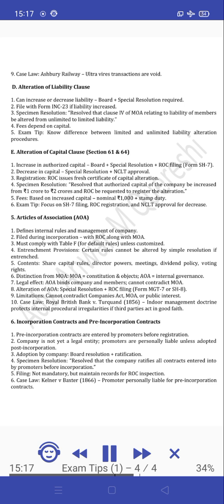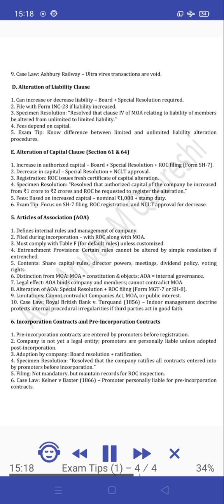6. Incorporation contracts and pre-incorporation contracts. 1. Pre-incorporation contracts are entered by promoters before registration. 2. Company is not yet a legal entity. Promoters are personally liable unless adopted post-incorporation. 3. Adoption by company. Board resolution plus ratification. 4. Specimen resolution. Resolved that the company ratifies all contracts entered into by promoters before incorporation. 5. Filing. Not mandatory, but maintain records for ROC inspection.